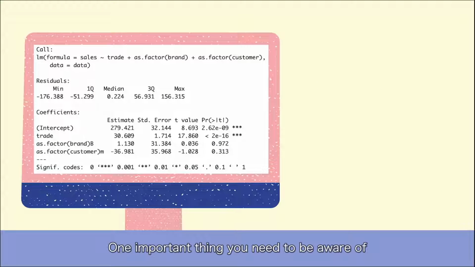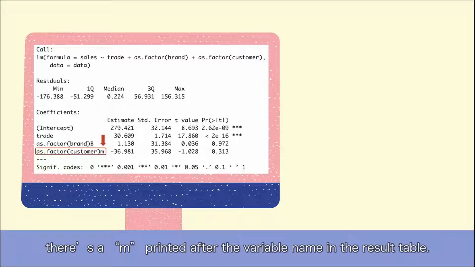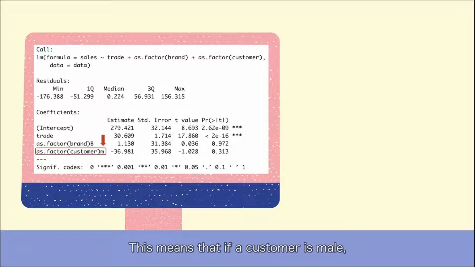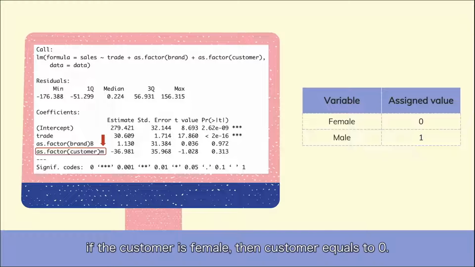One important thing you need to be aware of is the predictor of categorical variables. For the customer variable, there's a M printed after the variable name in the result table. This means that if a customer is male, then customer equals to 1 in this regression model. On the other hand, if the customer is female, then customer equals to 0.